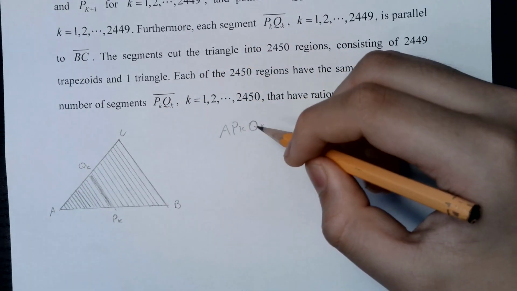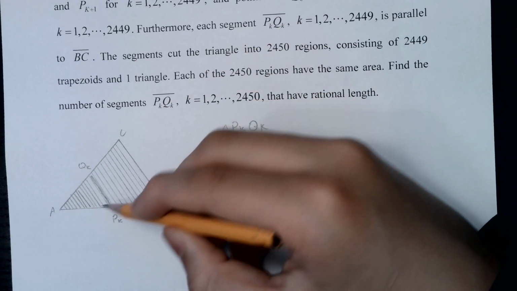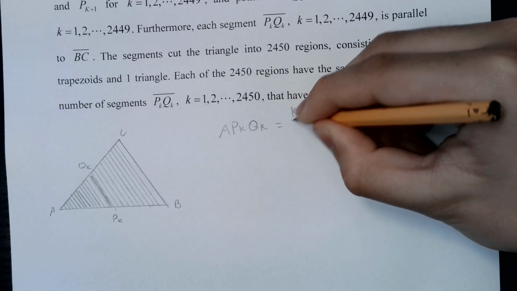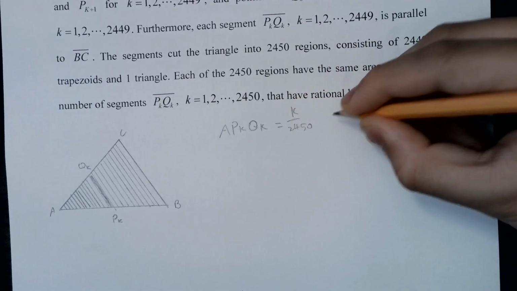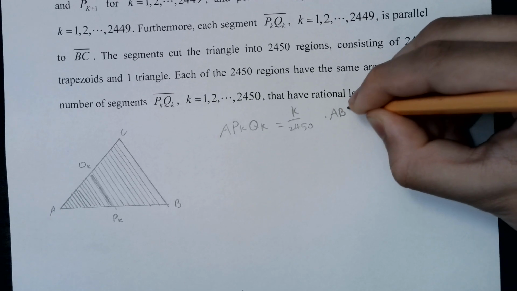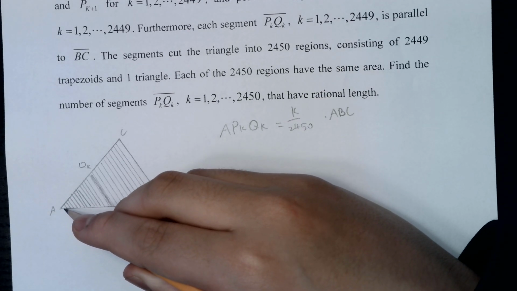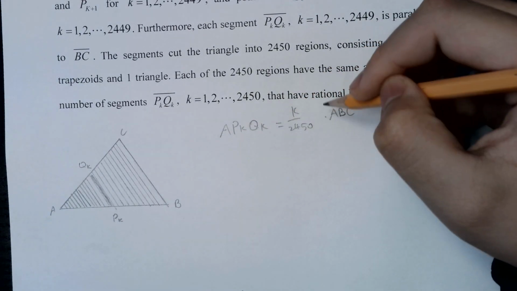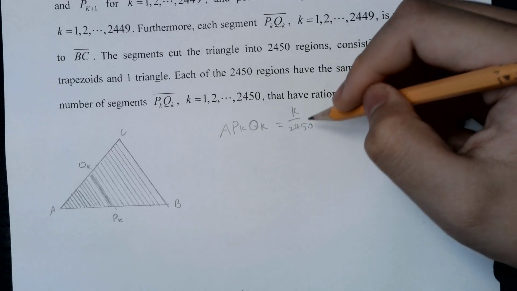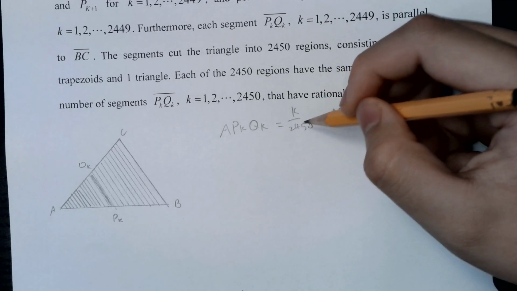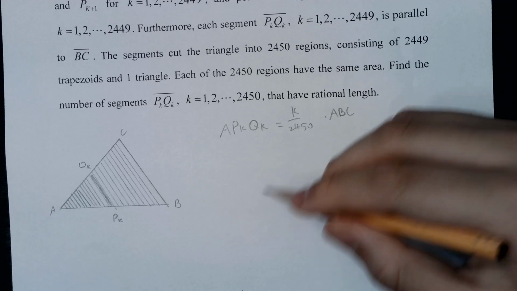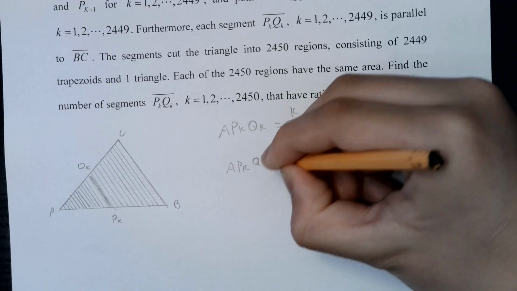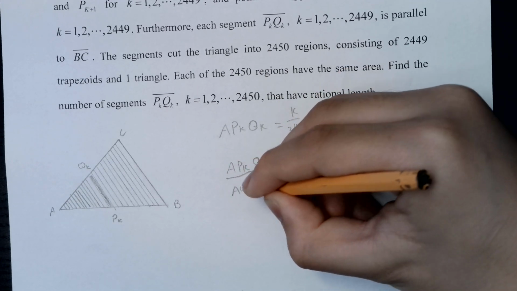for example, in this scenario, this triangle will be going from here to here to here to here. This is going to be equal to k over 2,450 times the area of ABC. This is because there's that one small triangle and k minus 1 trapezoids making up this bigger triangle. Since each of these has the same area, they add up to k, and it's a total of 2,450 of them. Now we'll move ABC here and make a ratio between their areas, so the area of A Pk Qk on top, and the area of ABC on the bottom.